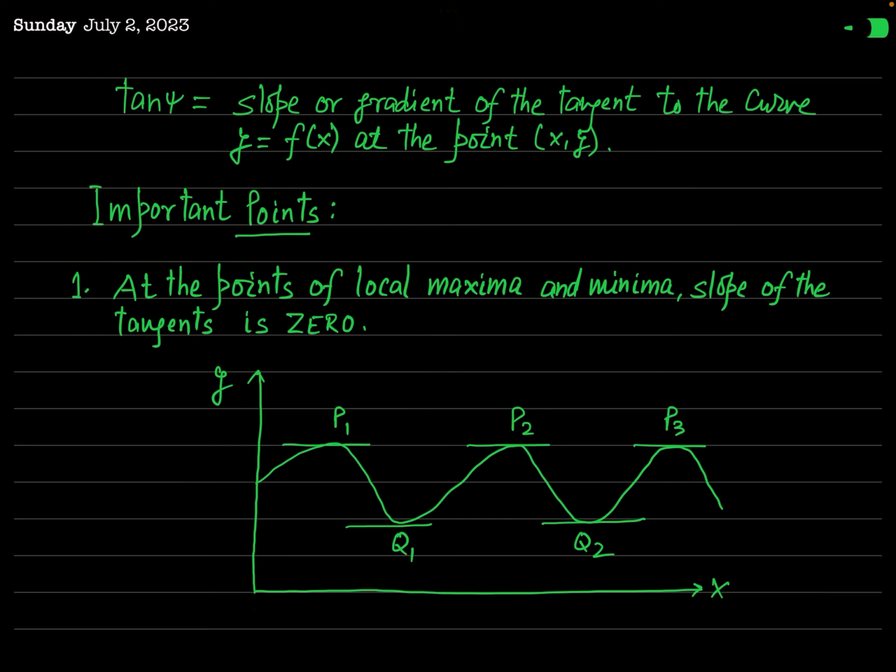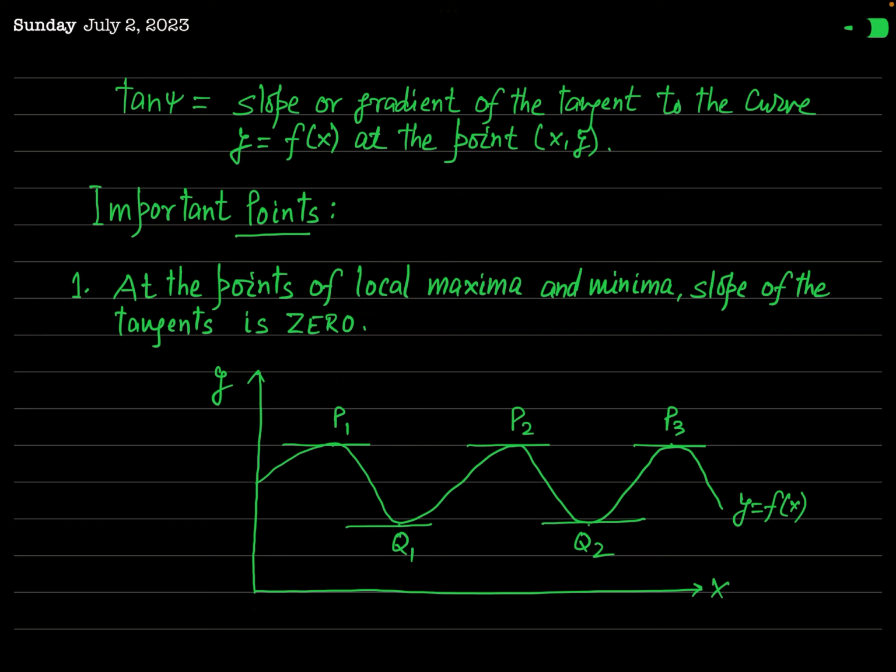You can see this curve. Actually, this is also a curve, let us say y equal to f of x. But you can see that the value of this y is maximum at these points P1, P2 and P3. At all these points, this function y has a maximum value. And similarly, at the points Q1, Q2 shown in this figure, this function has minimum value.